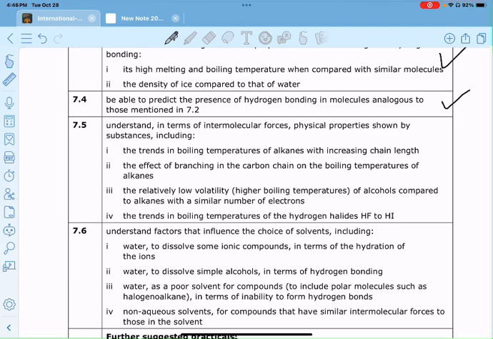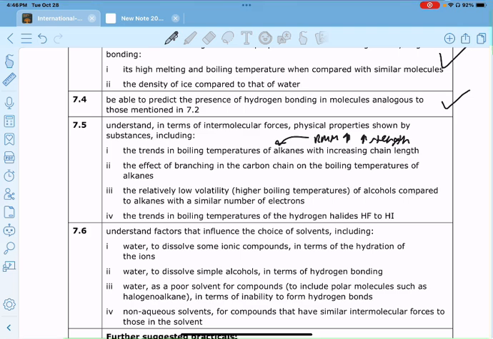Van der Waals forces act between alkane chains, right? And they're affected by chain length, like we've seen with hexane and methane. But they also act with branching, okay? As chain length increases, your relative molecular mass will increase. So it's a higher, stronger, higher strength of intermolecular forces. That's for the first one.